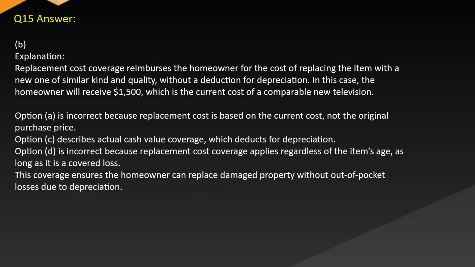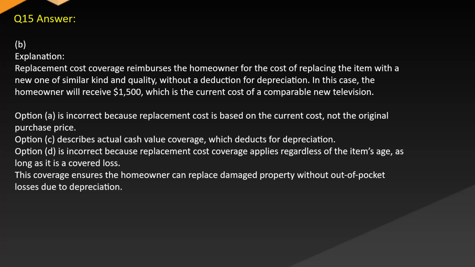Answer B. Explanation. Replacement cost coverage reimburses the homeowner for the cost of replacing the item with a new one of similar kind and quality without a deduction for depreciation. In this case, the homeowner will receive $1,500, which is the current cost of a comparable new television.